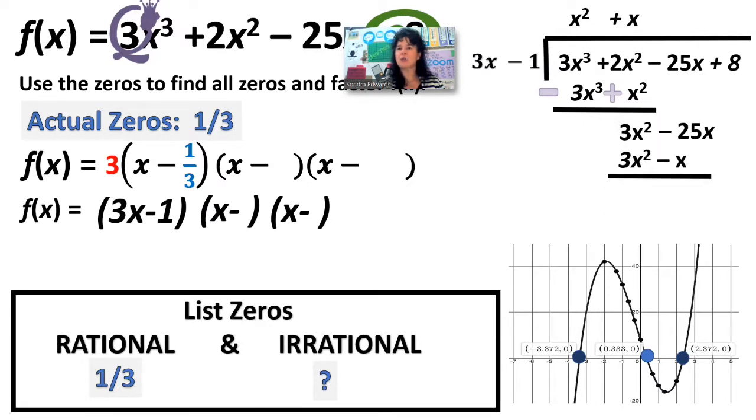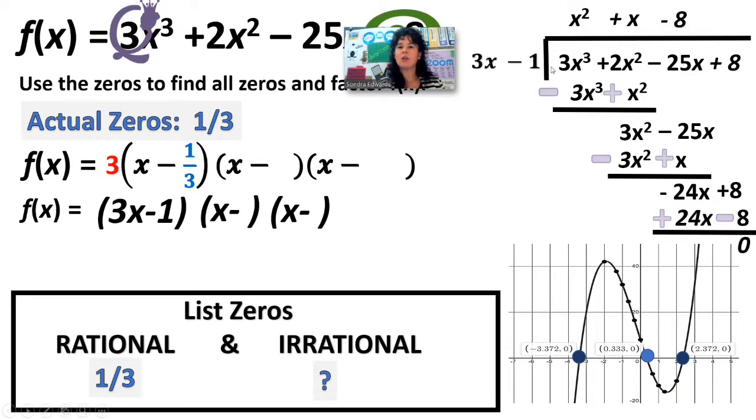Draw my line, subtract, running a negative through, and I end up getting -24x. Bring that +8 down and start again. So to decide what goes up here, -24x over 3x is -8. And then -8 multiplied out here: -8 times 3x is -24x, -8 times -1 is 8. Draw my line, subtract. No surprise, we have a remainder of 0, which is how we came up with that 1/3 to begin with.